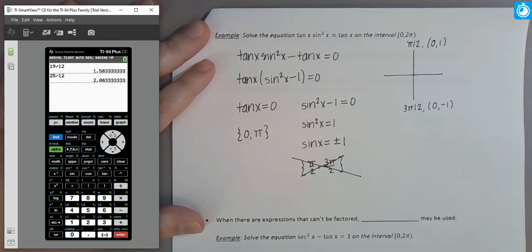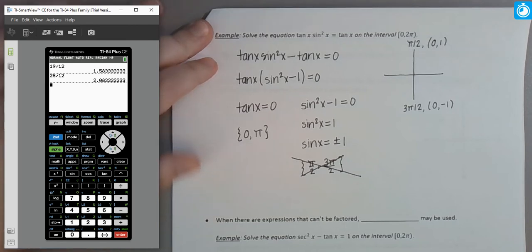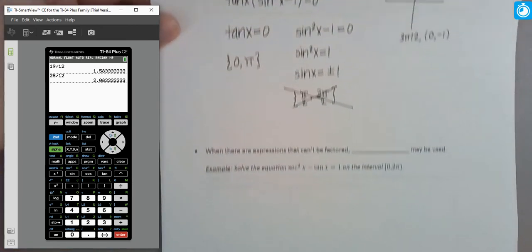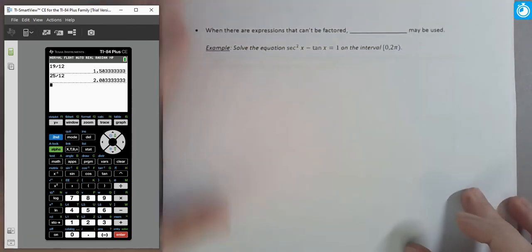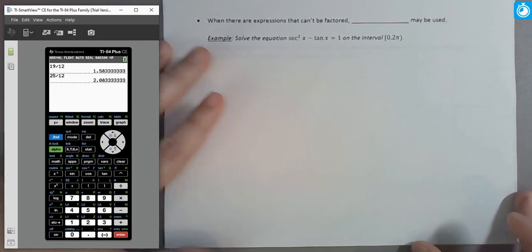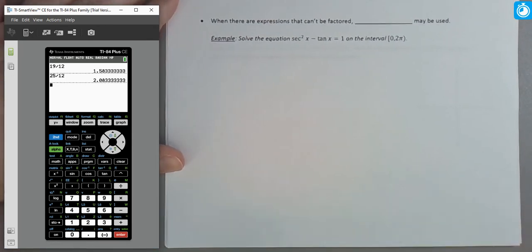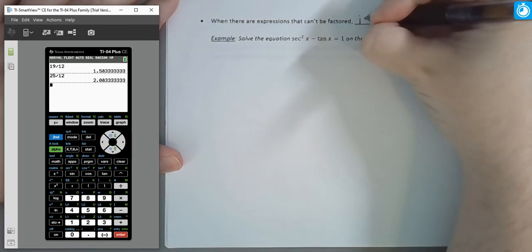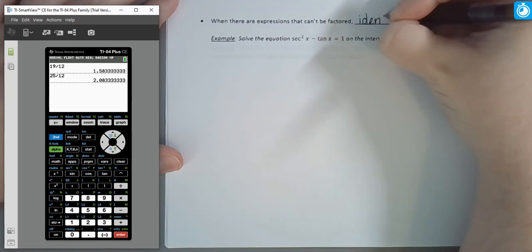Okay, let's look at one other situation where we have two different trig functions, but maybe we have to take a slightly different approach. So what happens when we have an equation that maybe has exponents, maybe has more than one trig function, but it can't be factored the way we factored the previous one? If that's the case, it's possible that identities may be used.